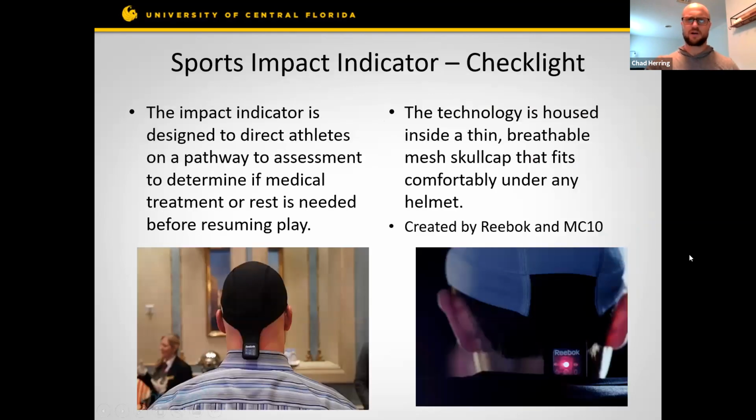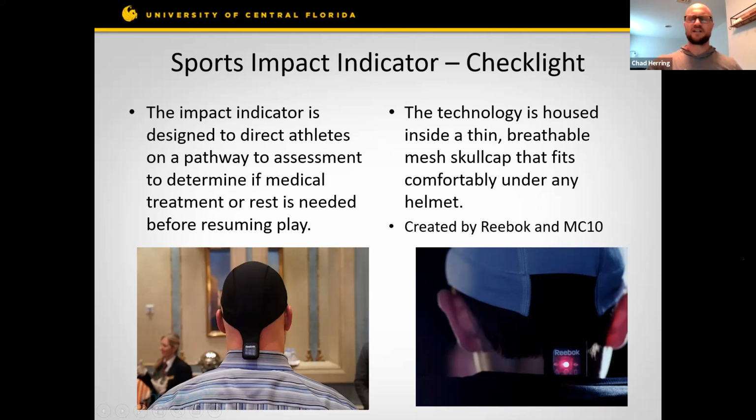Yep, here's another one. The CheckLight is designed for athletes to determine basically if they can go back into the game or not. And you can see it's like a little skull cap that they wear. To be honest with you, I don't remember seeing this catch on.